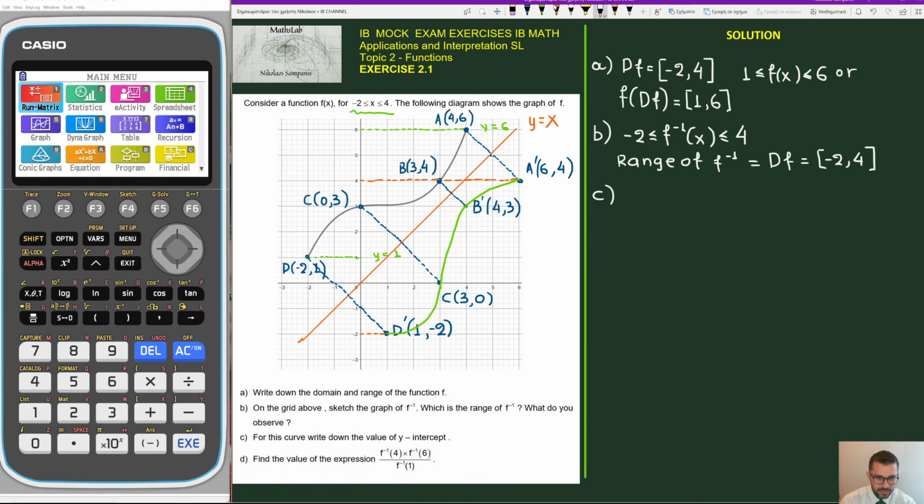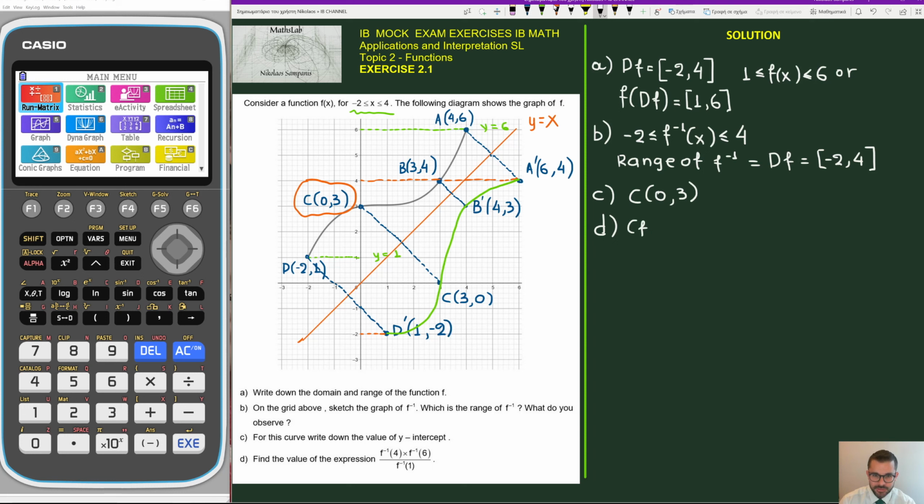For this curve, write down the value of the y-intercept. So, as you see here, the y-intercept is the point C. And the method to find the value of the y-intercept for each function is to substitute the value of 0 for x. So for our last question here, find the value of this expression.